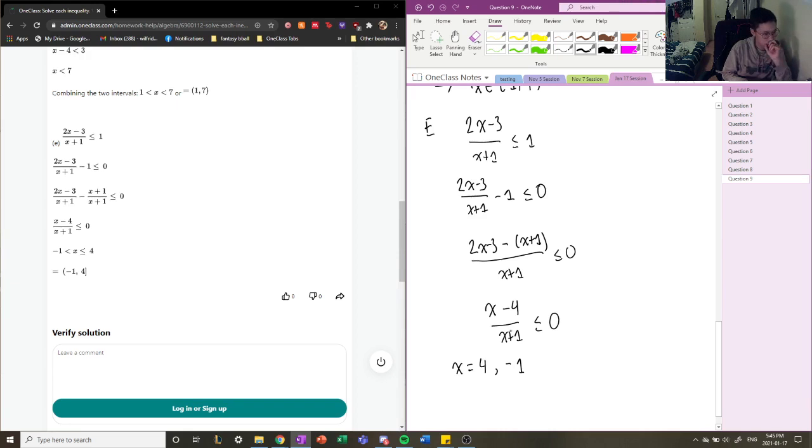Okay. So given that in mind, now we need to test our intervals here. So let's say that x is less than negative 1, right? So if x is less than negative 1, we have that the denominator is going to be negative, and our numerator is going to be negative too. That means that the expression is going to be greater than 0.